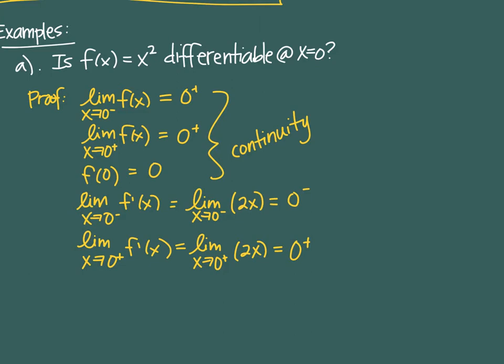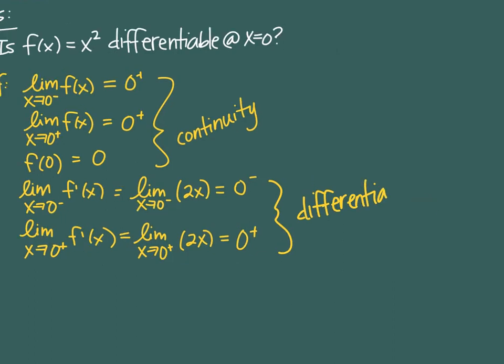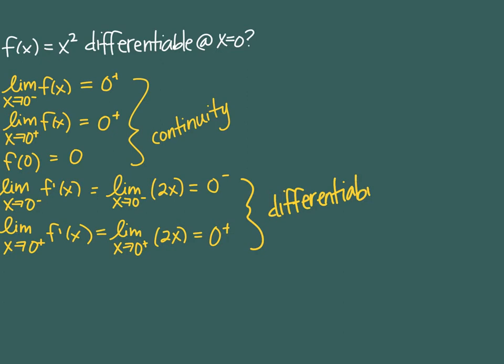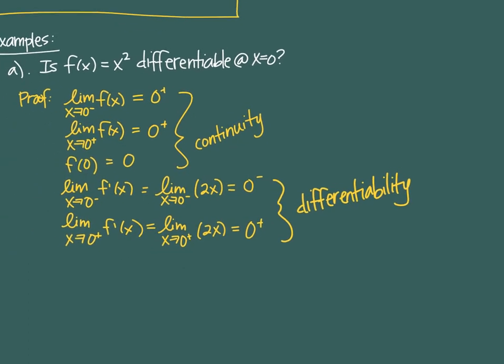It doesn't matter that one is 0 minus and one is 0 plus, because we know the parabola is coming down this way and then it's coming up this way. So yes, we have a minus slope coming down this way and we have a positive slope on this side, but what are they approaching? They're approaching the vertex and they're both approaching 0, and so that is fine. And so we have proven differentiability also. So we knew the answer was going to be yes. We have now proven it because the first 3 matched for continuity and the second 2 matched for differentiability.